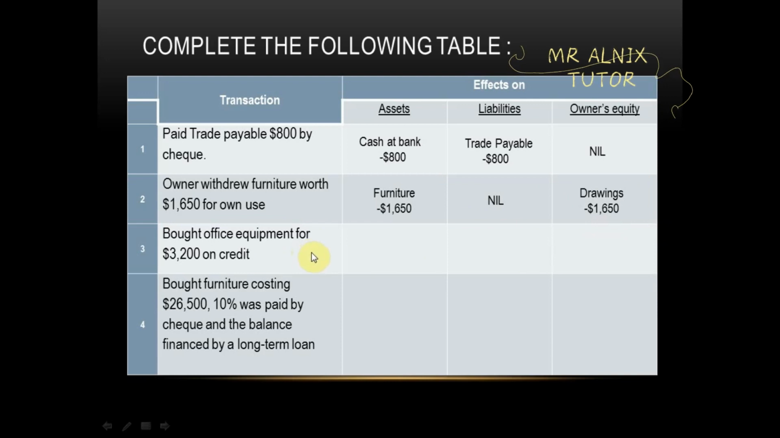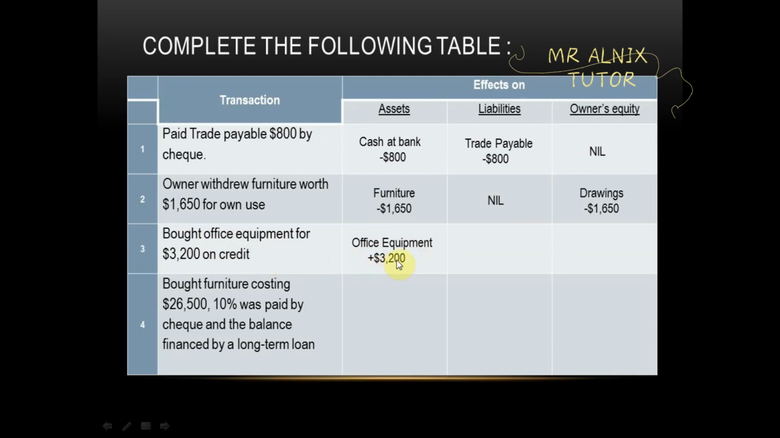Now come to question number 3. You bought office equipment for 3,200 on credit. The office equipment is under the assets column here. Then on credit means no payment is made immediately or now. They will make the payment in the future, maybe by installment. So what we see from here is office equipment under the assets. That's why your assets will be increased.